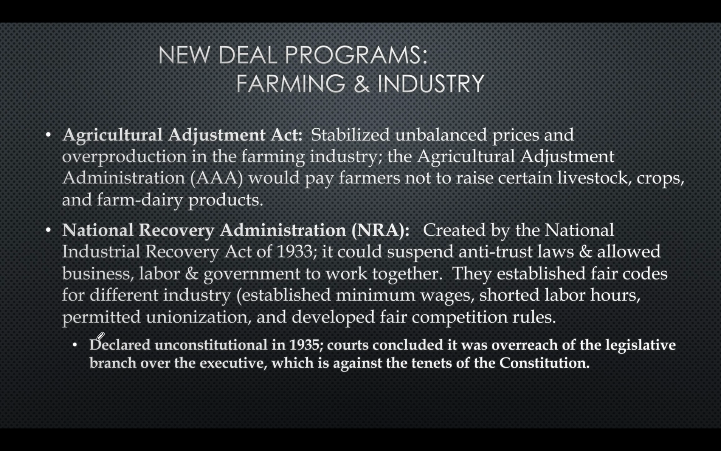All right, then we also have things like the Agricultural Adjustment Act. This stabilized prices for the overproduction in the farming industry. So what this act did was pay farmers not to raise livestock, not to grow crops, okay? So it gave them money to survive while not doing these things, because the more they have, the lower the price is going to be. So remember, supply and demand. If there's more of something and you have no demand, well, the price is going to go down because you need to sell it. So they're trying to pay farmers not to do what they do as farmers.